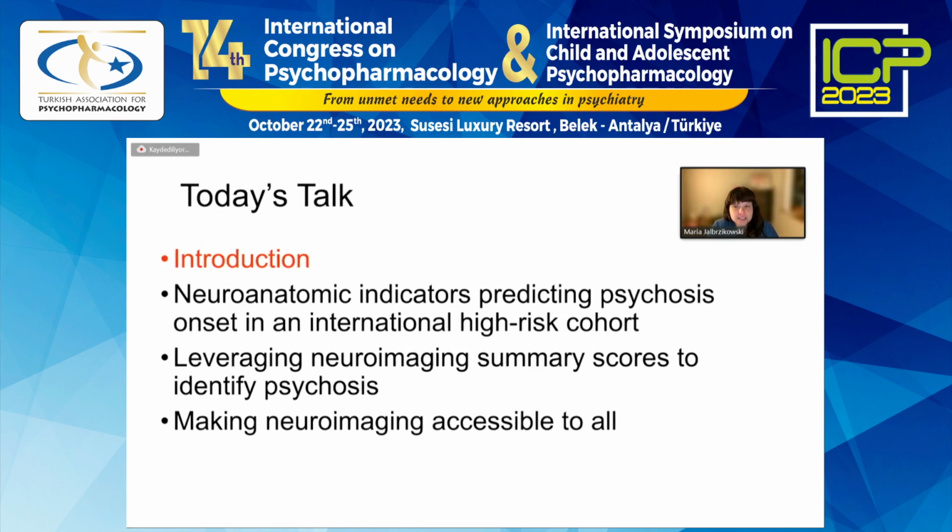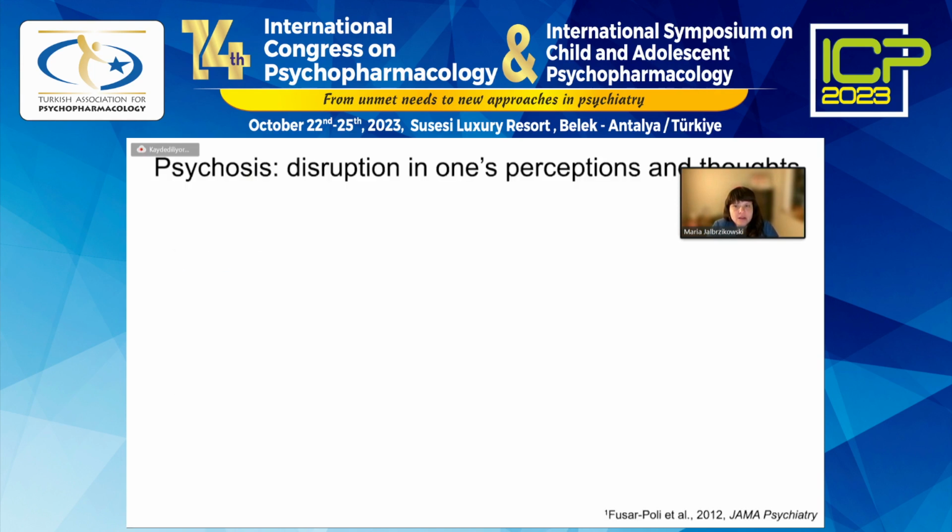Okay, so let's get started. The psychiatric syndrome I focus most of my research on is psychosis, which is characterized by a disruption in one's perceptions and thoughts, making it difficult to differentiate between what's real and not real. There are three main points that are really helpful for understanding the foundation of my lab's research: that psychosis typically emerges during adolescence and young adulthood, this really distinct period of brain maturation and specialization.